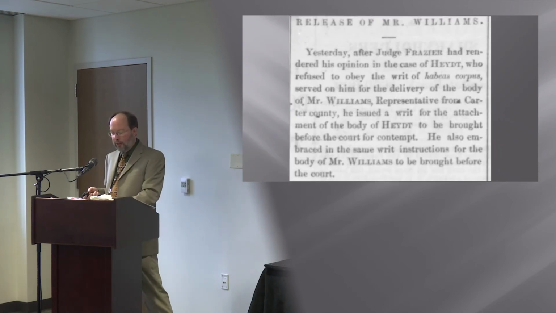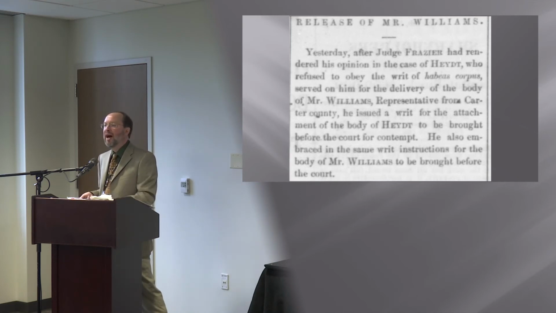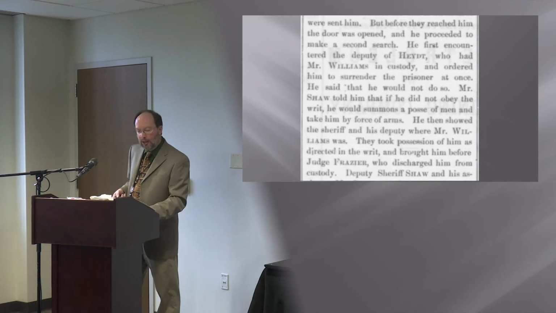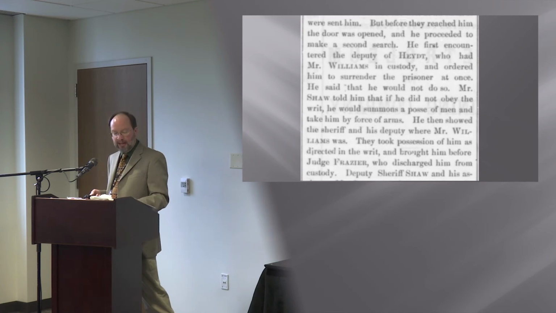The Daily Union and American on July 20th, 1866, reported on the ongoing cases involving Judge Frazier, Sergeant-at-Arms Hite, Representative Williams and Martin, Davidson County Sheriff Patterson, and Deputy Sheriff Shaw, and their posse. Sheriff Patterson first encountered the deputy of Hite who had Mr. Williams in custody and ordered him to surrender the prisoner at once. He said that he would not do so. Deputy Shaw told him that if he did not obey the writ, he would summon a posse of men and take him by force of arms.